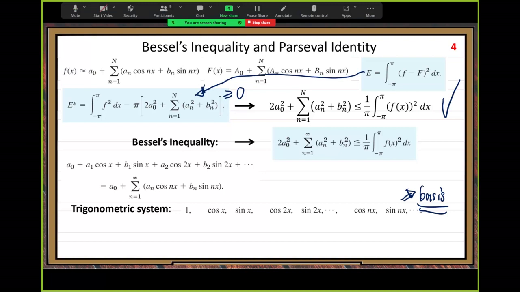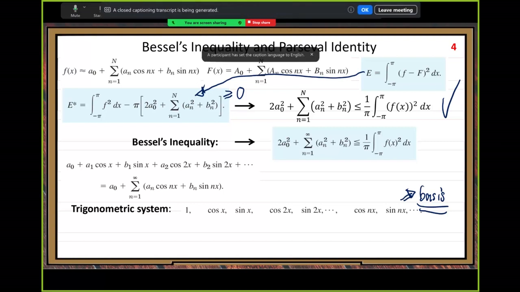Definitely linear independence. So two properties. First, it must be linearly independent. Second, you can represent all the functions. The second one we call the completeness property. So here we need to use the completeness property.